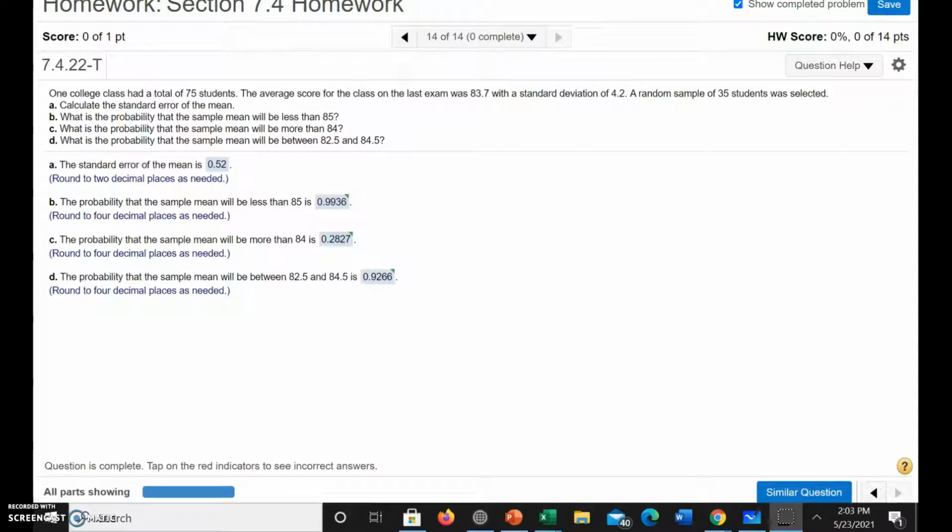One college class had a total of 75 students. The average score for the class on the last exam was 83.7 with a standard deviation of 4.2. A random sample of 35 students was selected. First, we want to calculate the standard error of the mean.